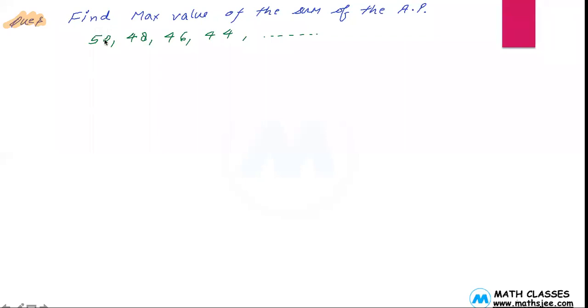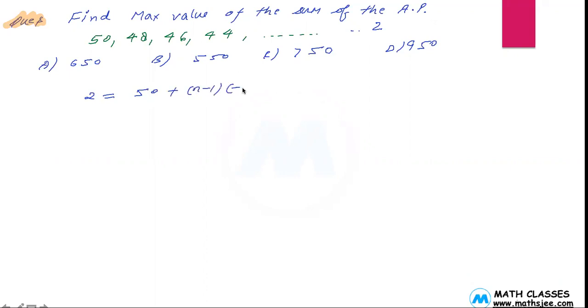So here we have the question: find the maximum value of the sum of the AP 50, 48, 46, 44. So what can be the maximum value of the sum of this arithmetic progression? Clearly we can stop it at 2 or 0. If we stop it at 2, otherwise the terms will be negative. So the last term is 2 equals the first term plus (n minus 1) times the common difference. The common difference is minus 2: 48 minus 50, 46 minus 48, it is minus 2.